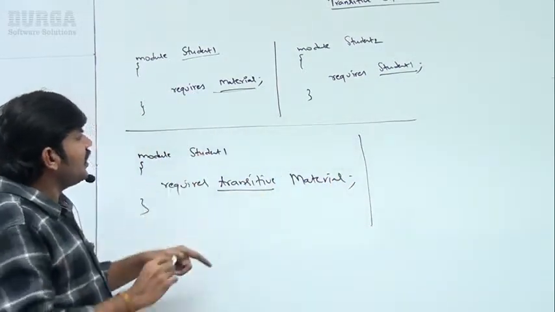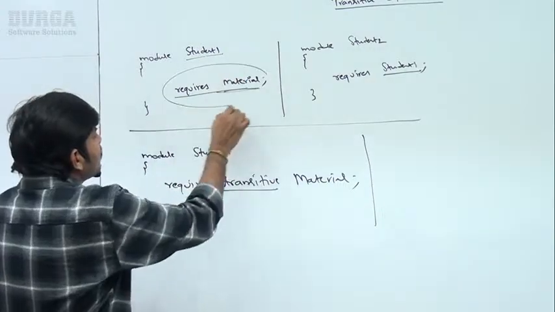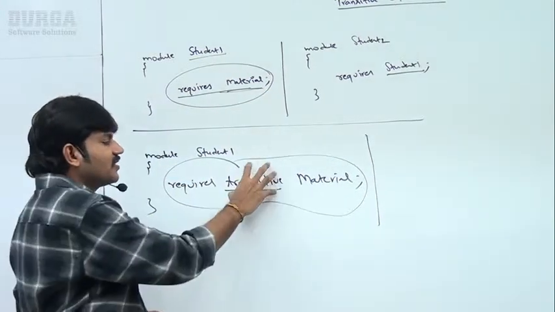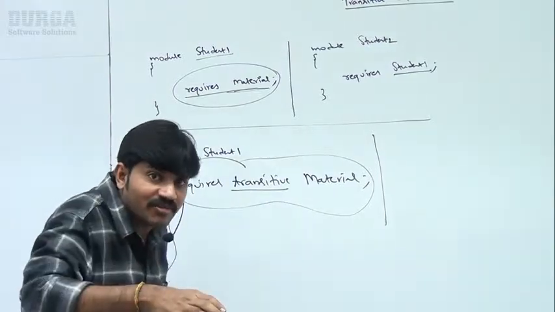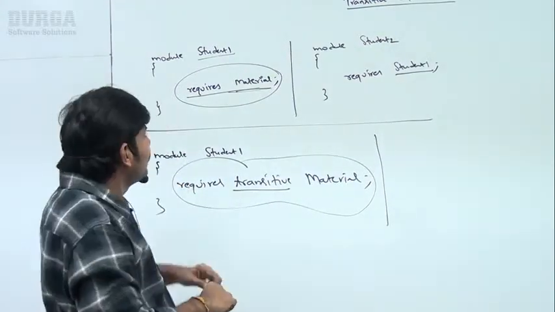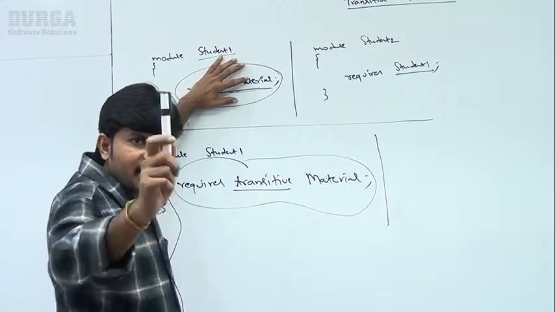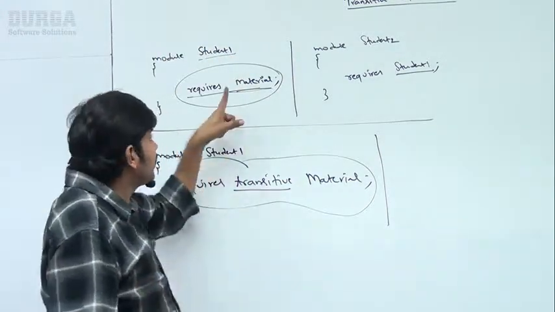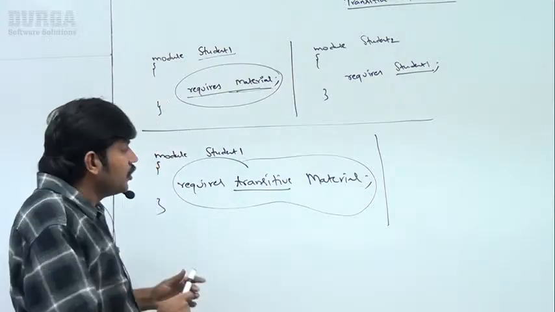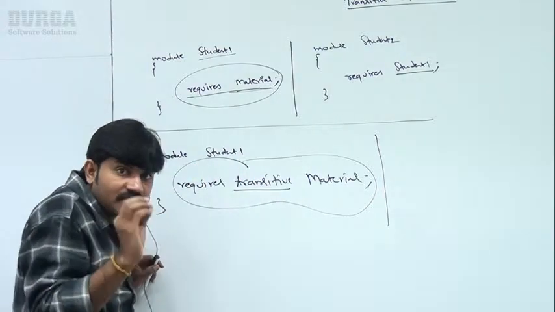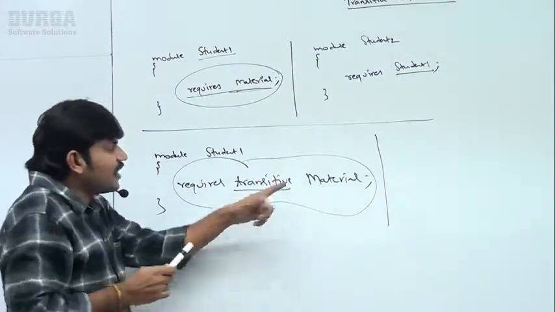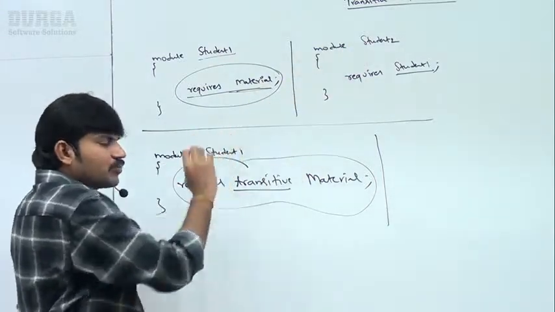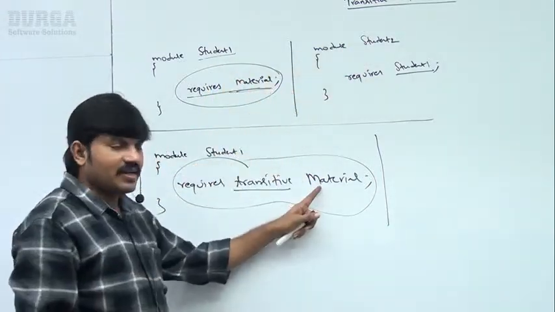Sir, what is the difference between this line and this line? Sir, the simple difference is transitive only. Because of the transitive keyword, what is the difference? Observe that. In this case, material is available only for student 1. Are you getting that? But in this case, material is available not only for student 1. If any other person requires student 1, for that person also material is available.